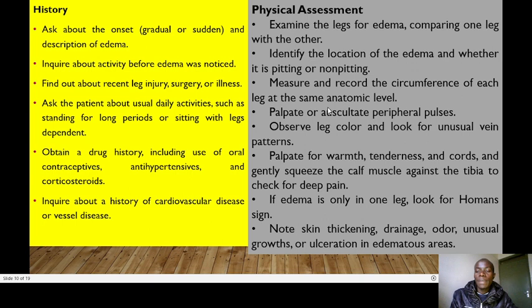Palpate and auscultate peripheral pulses. Observe the leg for color and look for any vein patterns. Palpate for warmth, tenderness, and cords, and gently squeeze the calf muscle against the tibia to check for deep pain. Okay, this one is normally referred to as the Homan sign. So if edema is only on one leg, you look for the Homan sign. Now note skin thickening, redness, odor, unusual growths, or ulceration in the edematous areas.